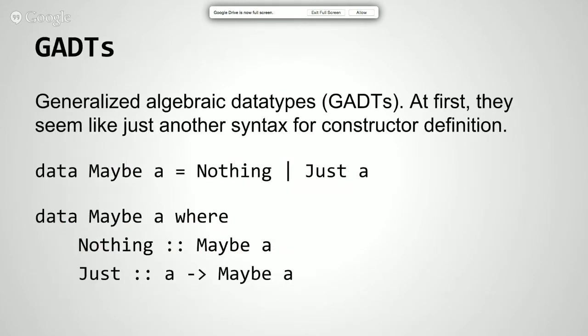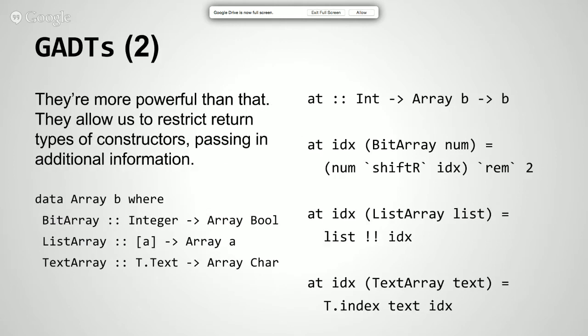GADTs, this is one of my favorites. It allows you to represent your data type by giving, rather than giving constructors and the fields, you give the constructors by the types of the constructor functions. So in this Maybe case, it's really just a syntactic transformation. We're saying Maybe A has a constructor called Nothing, and it has a function called Just that takes A's and turns them into Maybe A's. But there are things you can do with GADTs that make them more powerful.